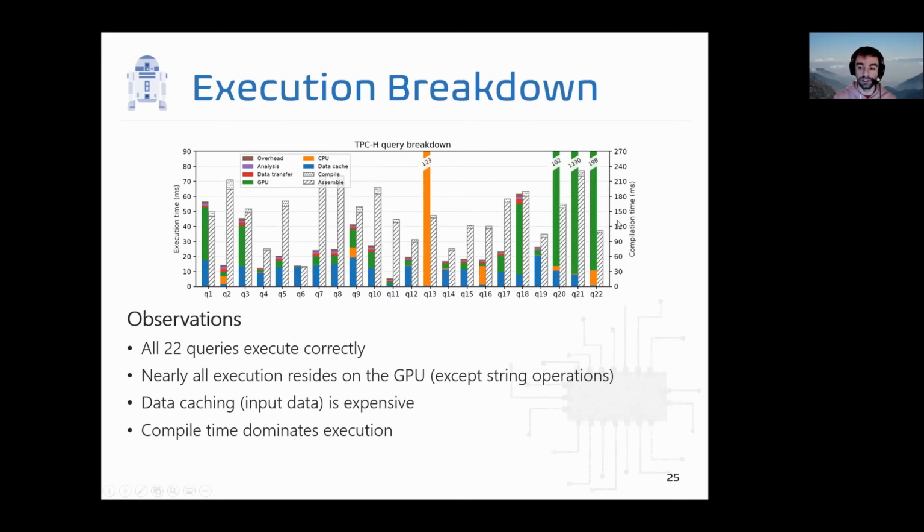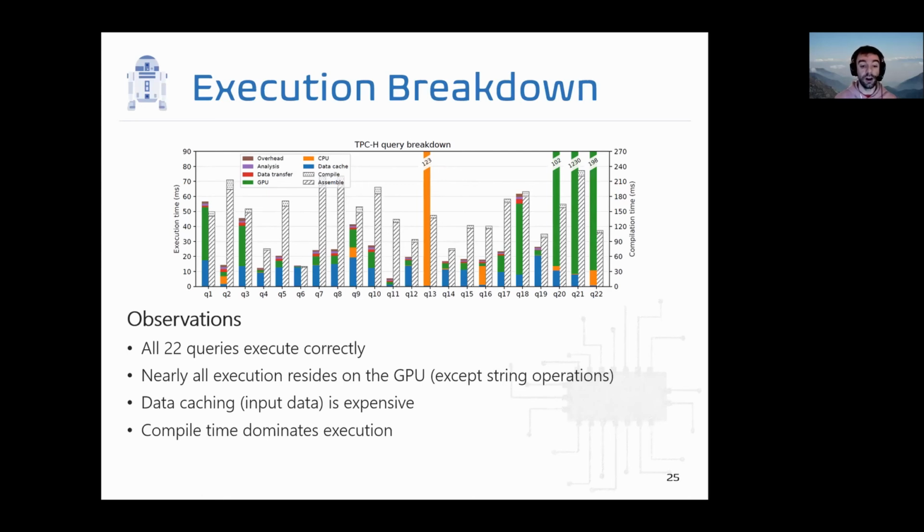In terms of compilation, which uses the right scale over here, which is actually 3 times that of the left, we have the compilation time, which is our system converting from Horse IR down to PTX, and assemble corresponds to NVIDIA's second stage compiler. So the first thing to note is that we execute all 22 queries correctly. So every single one of them executes correctly on our system and returns the correct result.